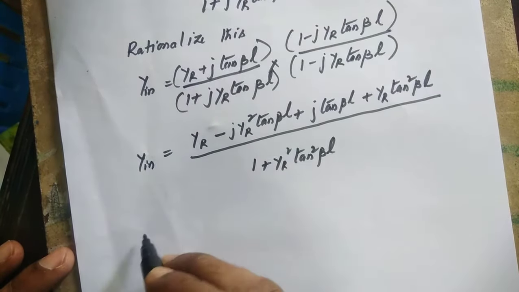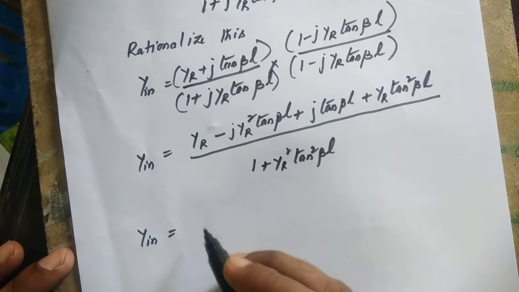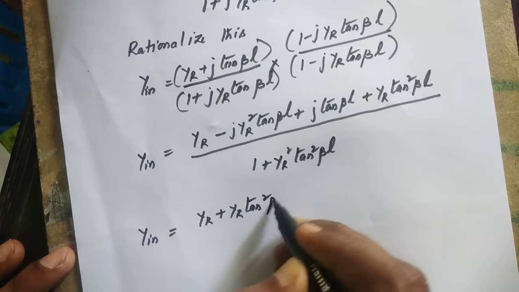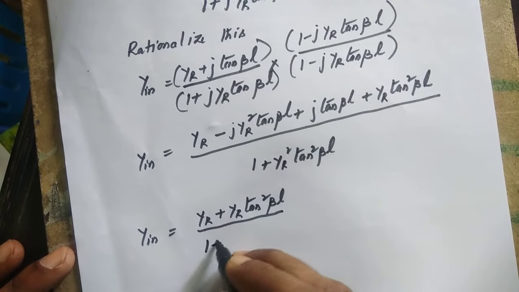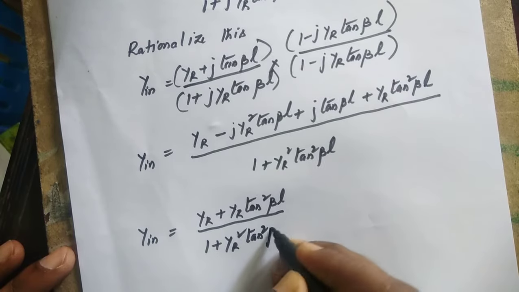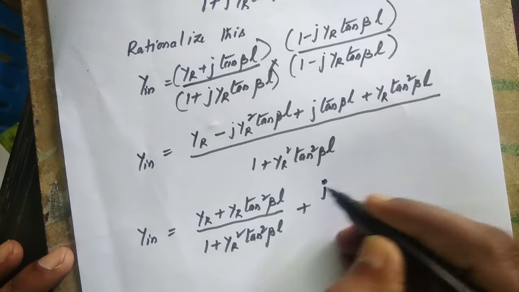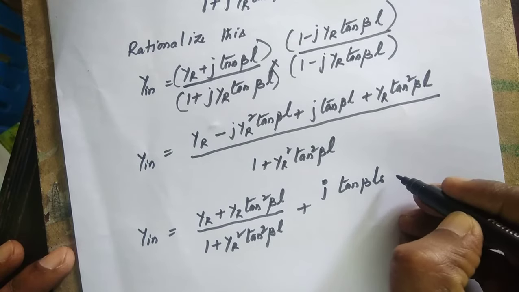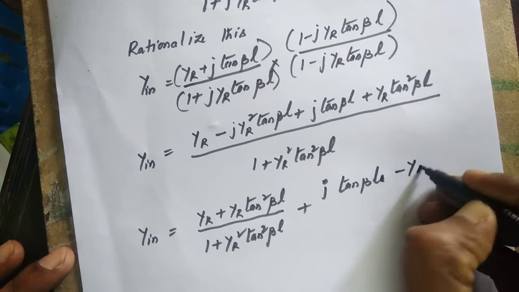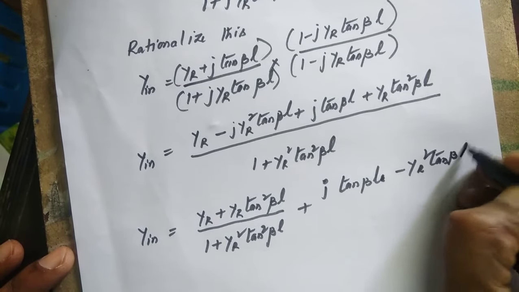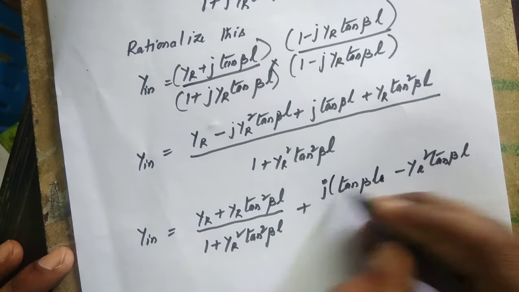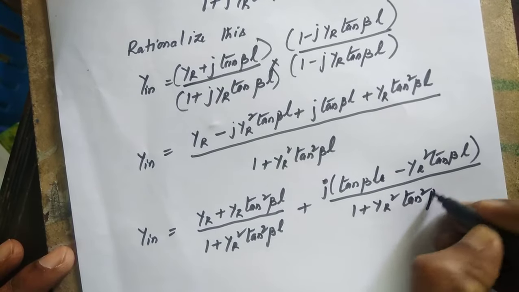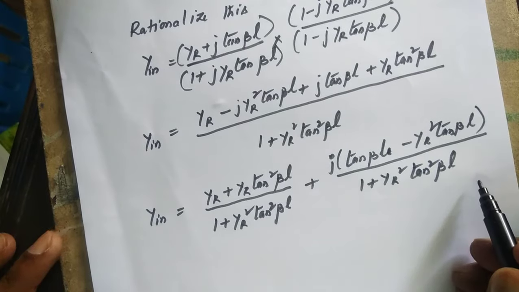This is Y in. So Y in can be written as: the real term is (YR plus YR tan square beta L) divided by (1 plus YR square tan square beta L), plus the imaginary term j (tan beta L minus YR square tan beta L) divided by (1 plus YR square tan square beta L). So this is the real term and this is the imaginary term.